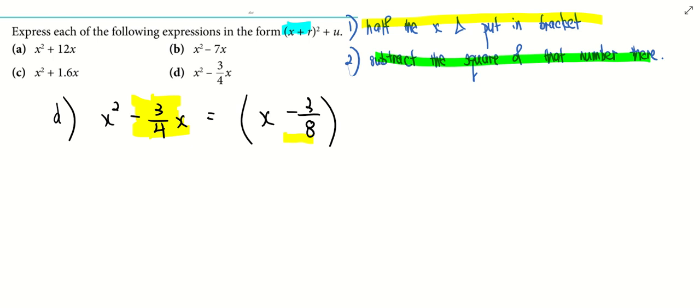But regardless whether you subtract negative 3/8 squared or you subtract 3/8 squared, the values are the same. So don't bother whether it is positive or negative. Just take the positive value to be easier. So I'm going to subtract 3/8, but not enough. Square it. Subtract the square of that number there. So this is step number 2. Can you see that? And we are done.